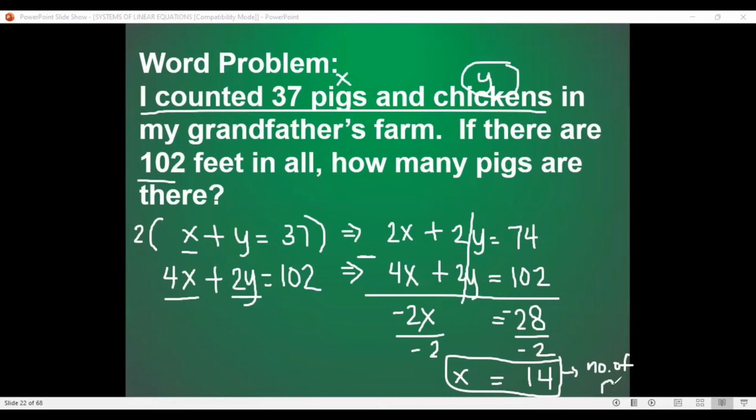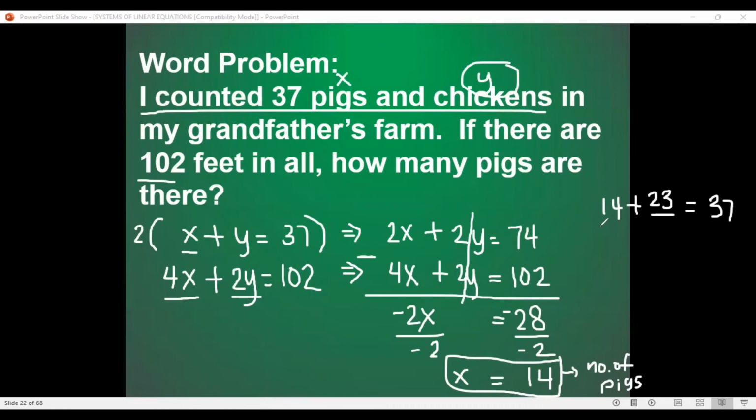Now, if you are not convinced with that, what are we going to do? We can do the checking. That simply means that if your number of pigs is 14, then 14 plus the number of your chicken must be equivalent to 37. What is the number that will satisfy this equation? Of course, that will be 23. Correct? So there must be 23 chicken. So 14 plus 23 is equivalent to 37.